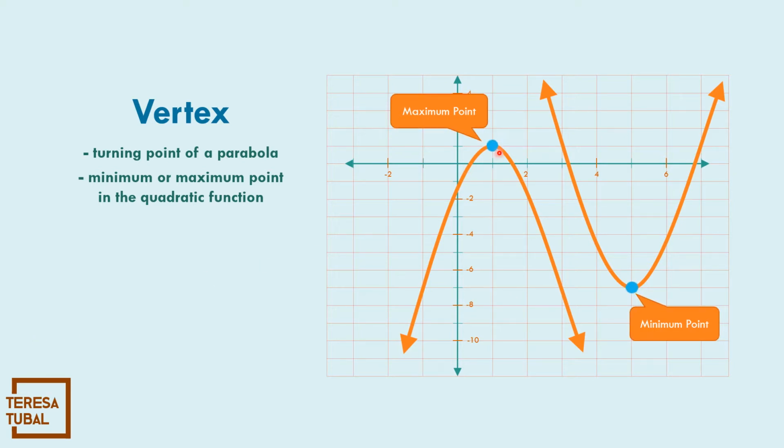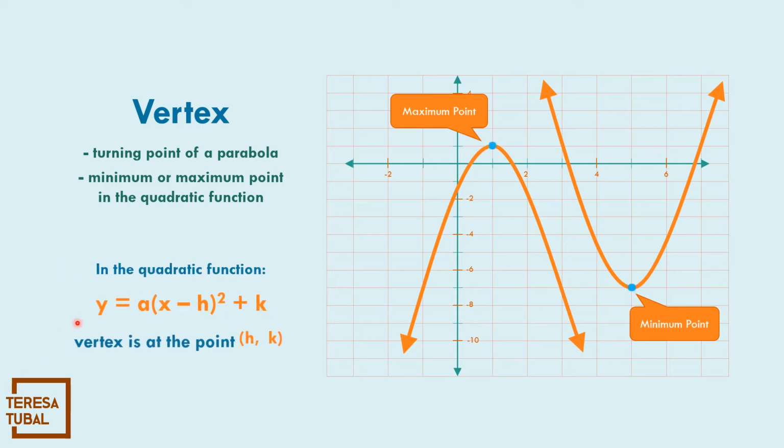So the vertex, if it opens downward, that is the maximum point. If it opens upward, that is the minimum point. In the quadratic function y equals a, the quantity x minus h squared plus k. So, if it is not graphed, how do we get the vertex? To get the vertex, that would be the value of h and then k.